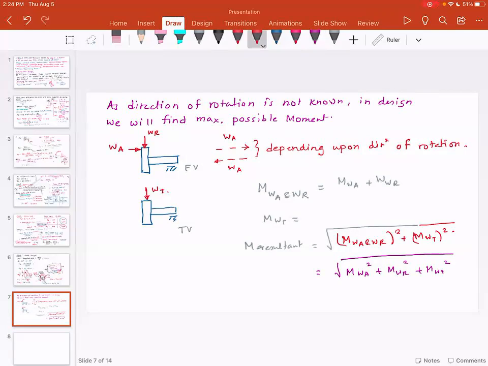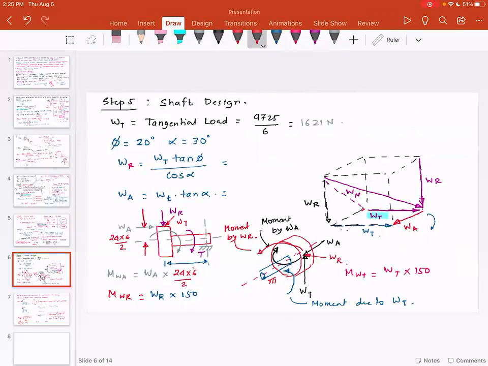The next part is whatever resultant you get, I'm going to call this MR. TEQ is equal to the square root of MR squared plus T squared, and TEQ divided by pi by 32 d to the power 4 is equal to the shear stress, tau by 2. And from here, you should be able to find the value of the shaft size. I will repeat the shaft design process once again in a few minutes.